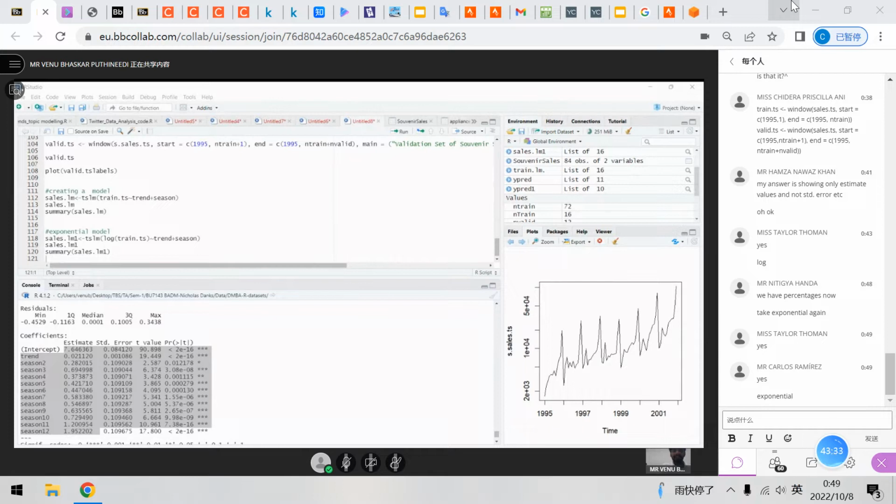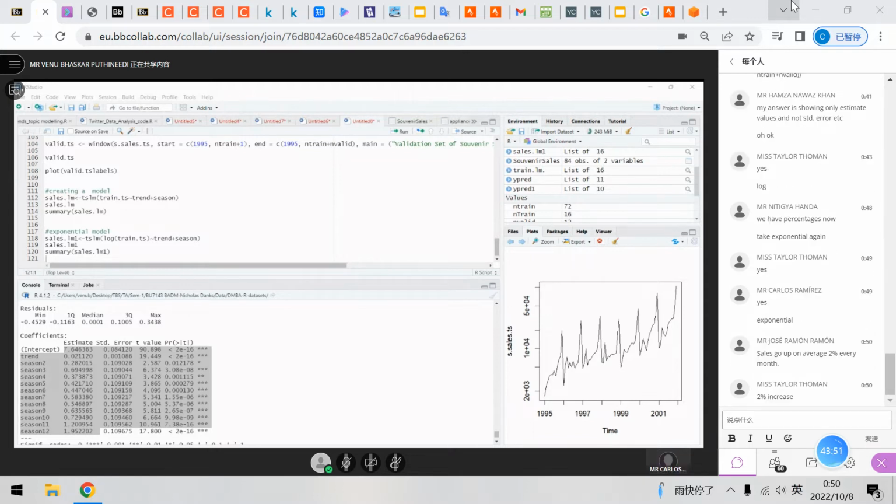And the estimated trend coefficient is 0.02. What does this mean? This might be a bit tricky, but I believe you guys can answer this. We have 0.02. That will increase 2% every month. Yes, exactly. It goes up 2% every month.